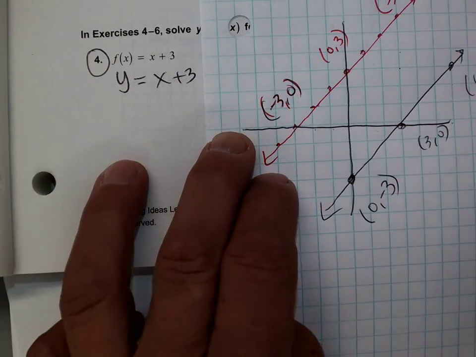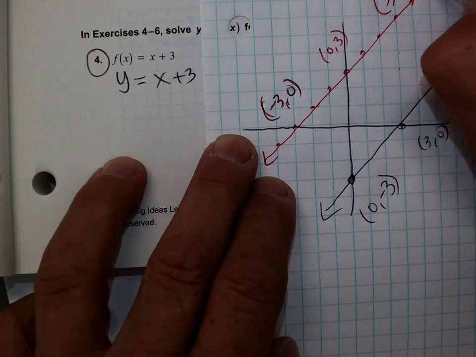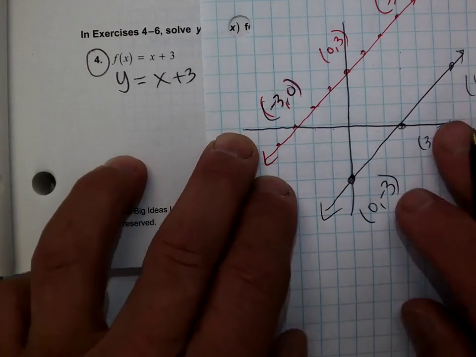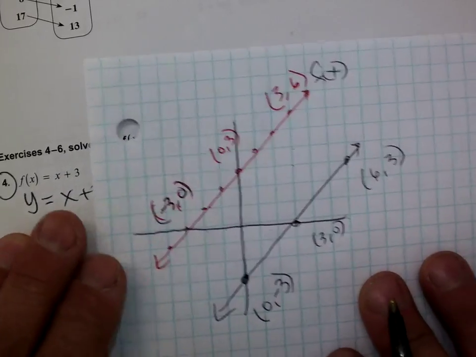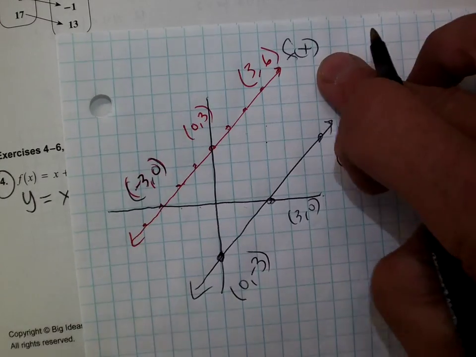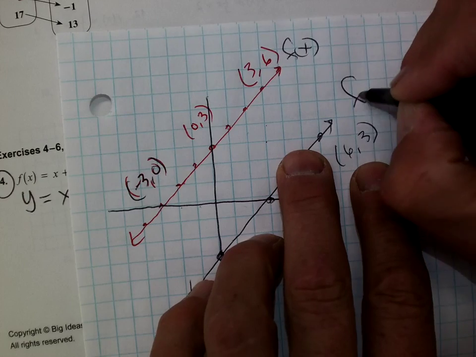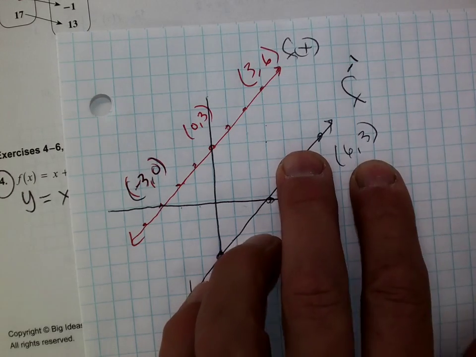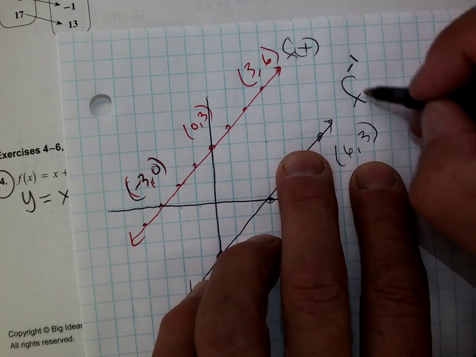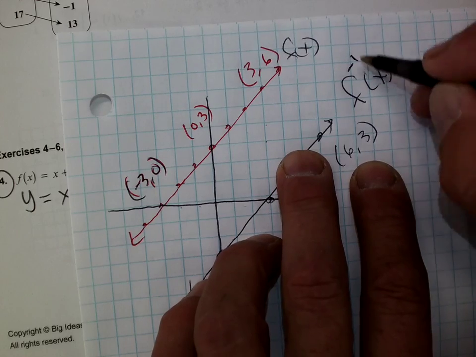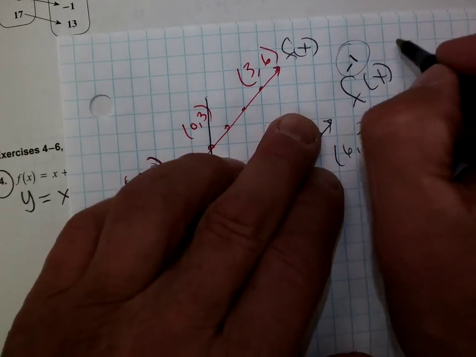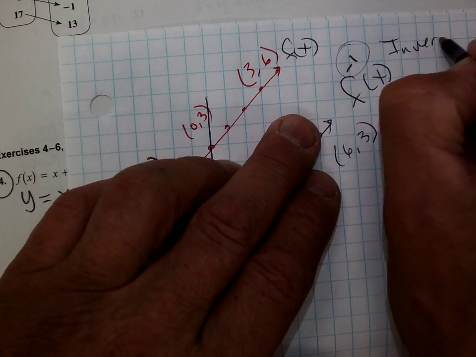There's my inverse line. So if we call this one f of x, because that's our original, okay? And this one is going to be f with a little negative 1 up here, because in math that means inverse. F inverse of x. So that's the symbol for inverse.